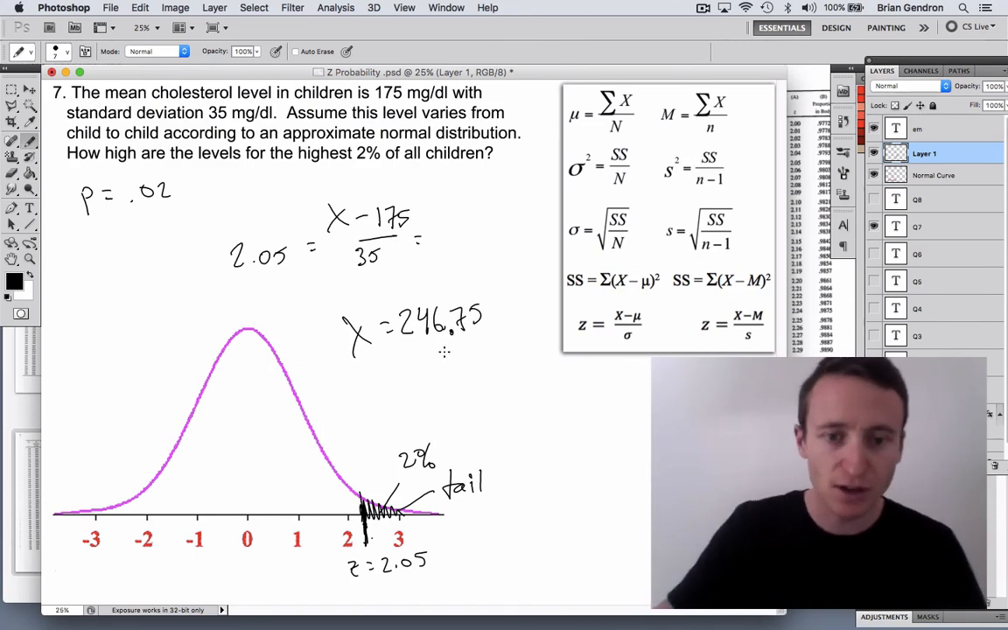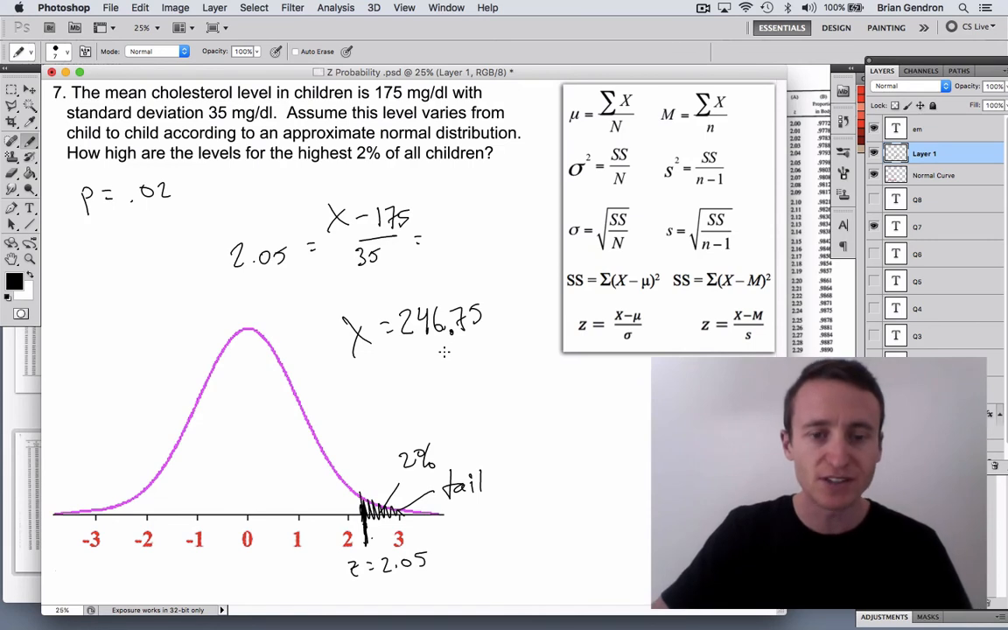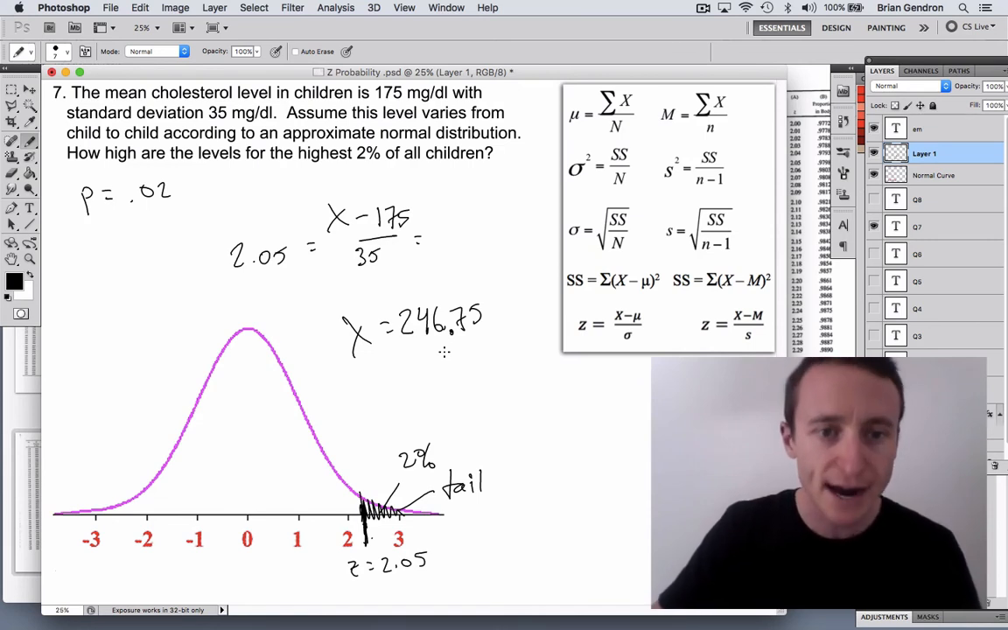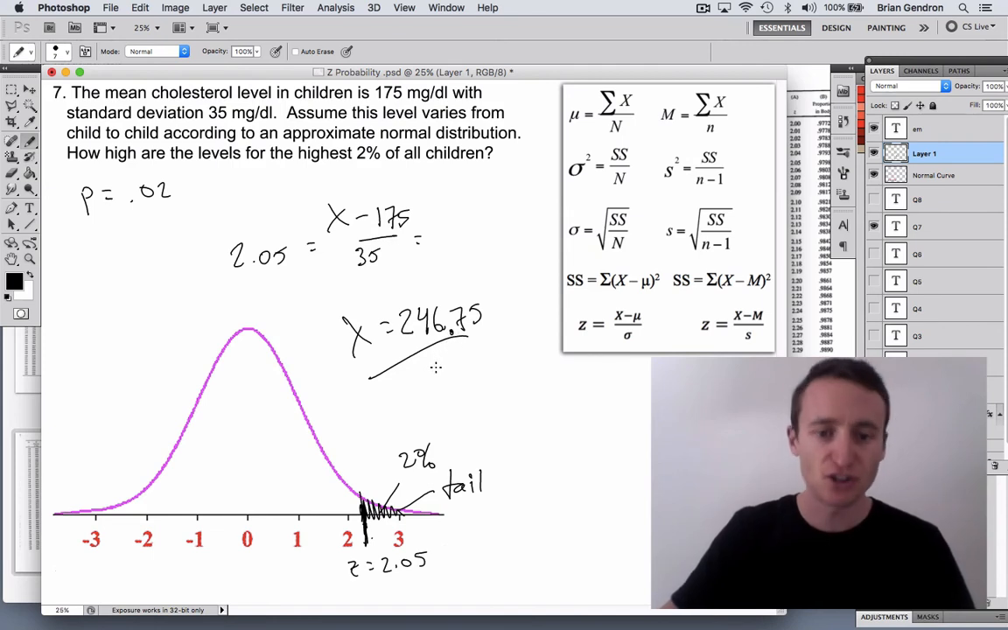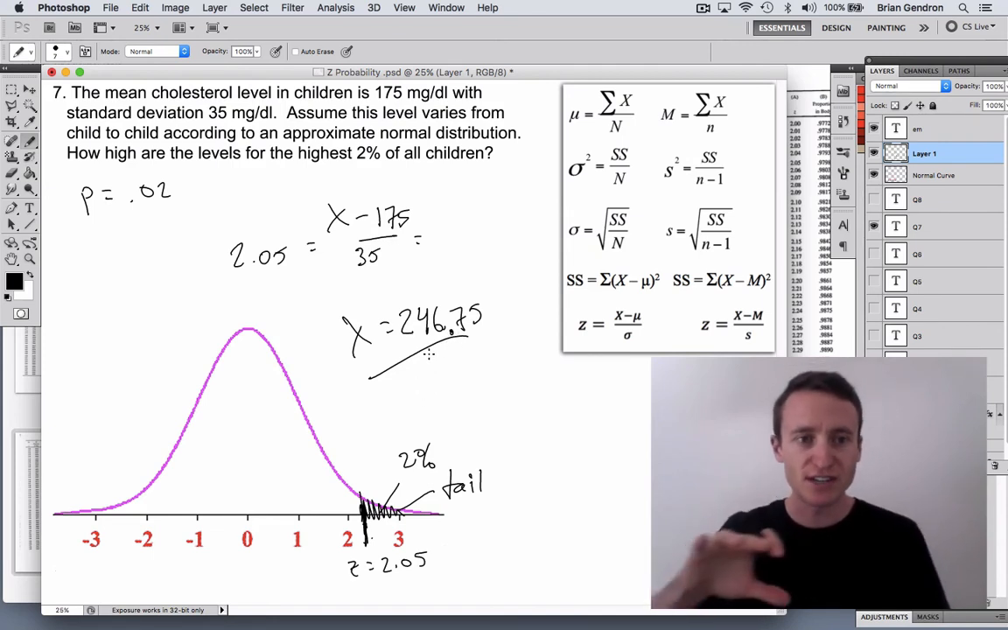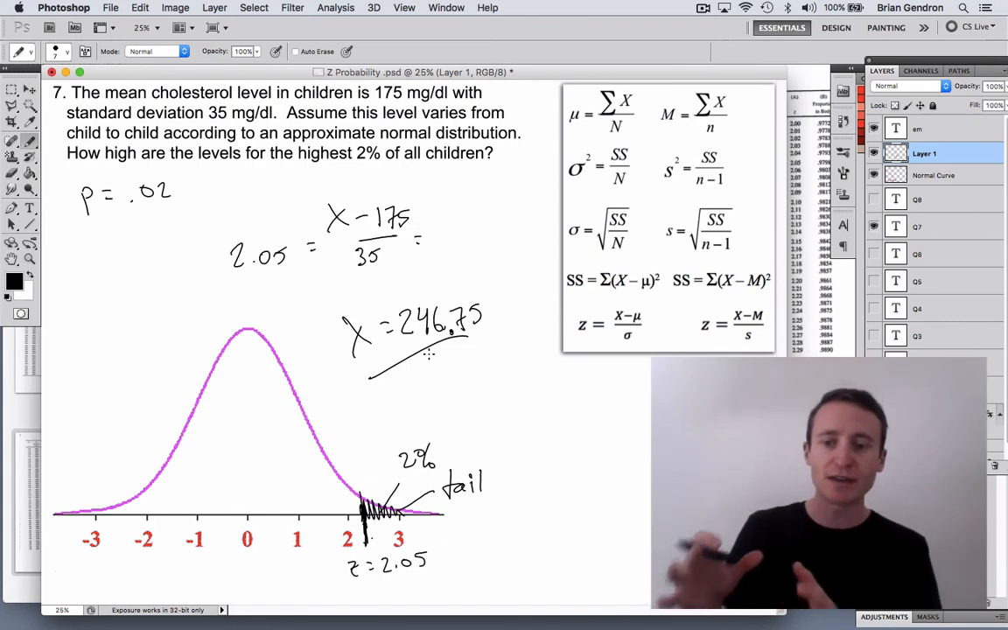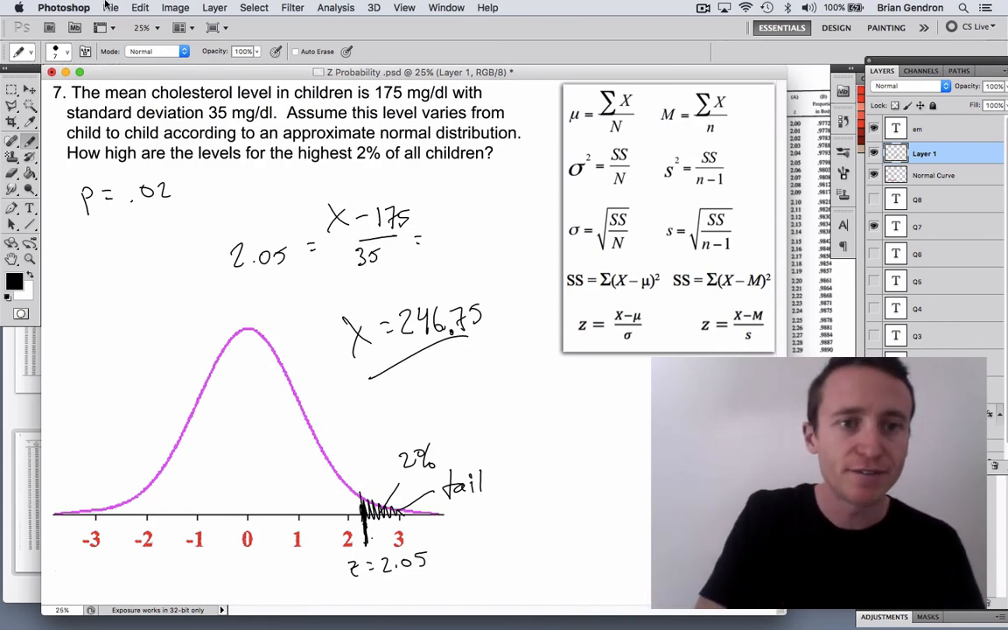So if you have a cholesterol level as a child of 246.75 or higher, you are in the top 2% of all children for cholesterol levels. Okay, so you're sort of seeing another way these types of questions can be asked. Let's look at one final example.